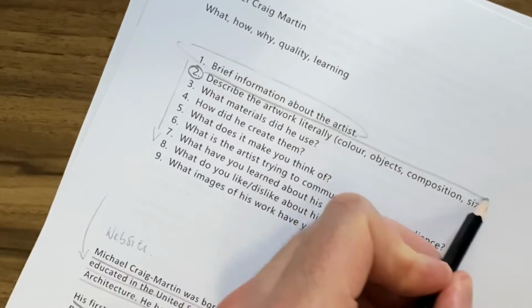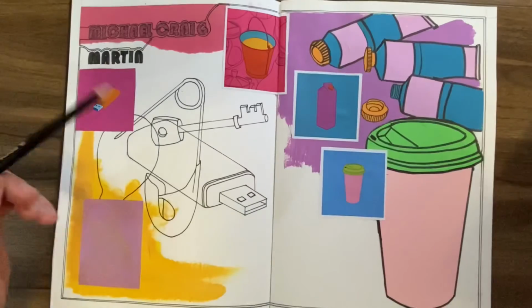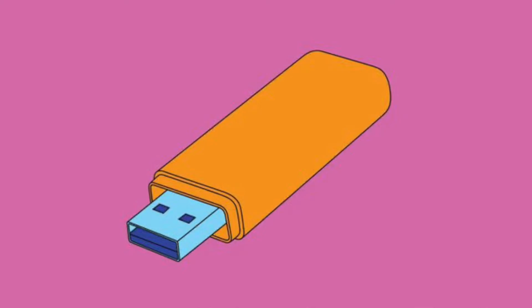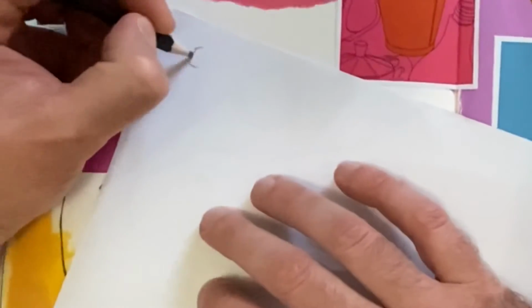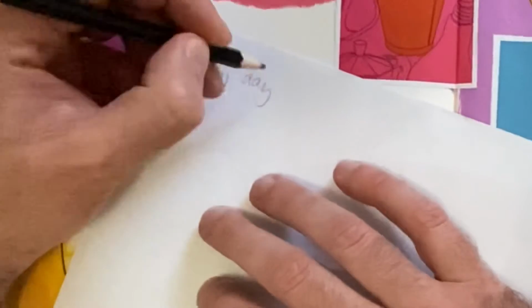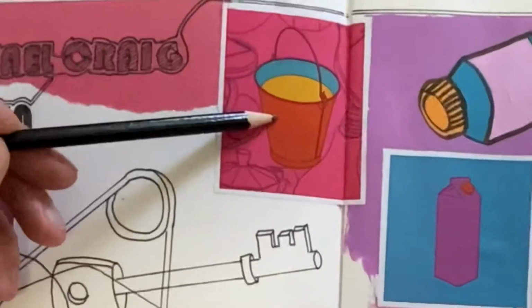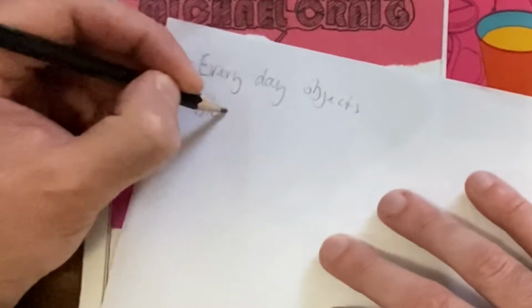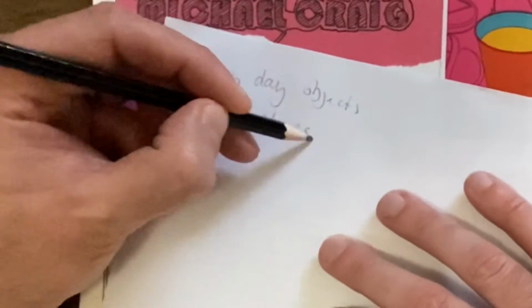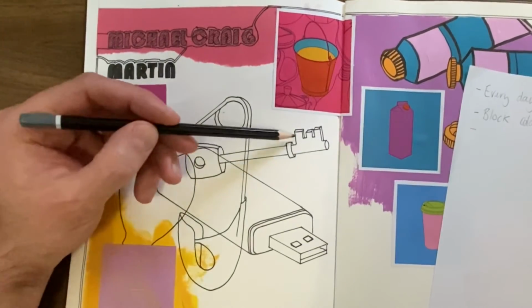So once I've got the brief information, it's all about describing the artwork literally, talking about the colour, the composition, what the object is, and you'll see me doing this a number of times and realizing, look, they're everyday objects that we see every day. You'll also see that they're using some block colours. You don't see a bucket that colour normally, and so what Michael Craig Martin does is play around with colour, contrasting colours for one another.